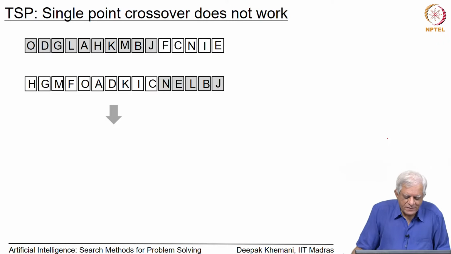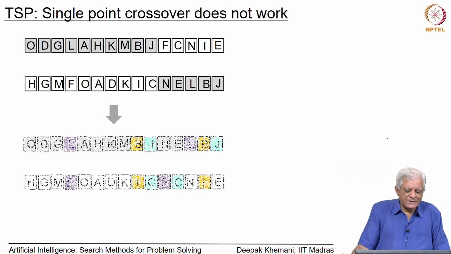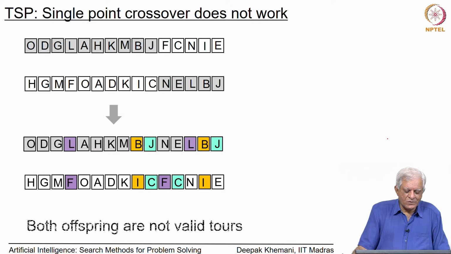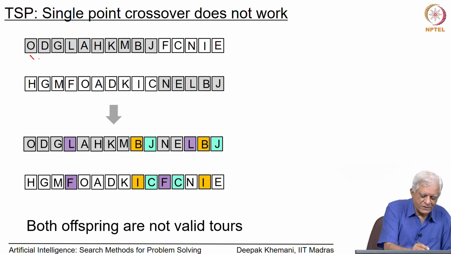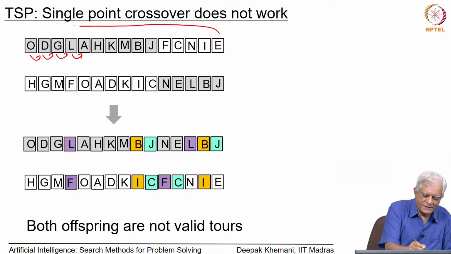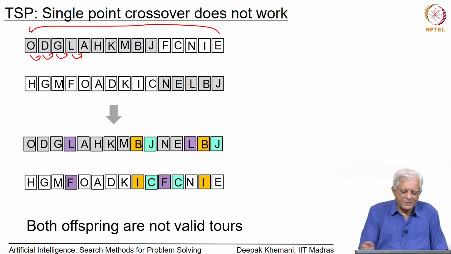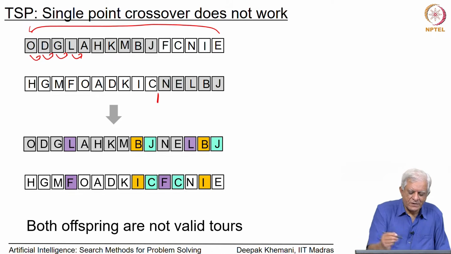So, if you wanted to do single point crossover, here are two example tours. In the first tour you start with city O, go to city D, then to G, then to L and so on, and that is the path representation. From the last city you will come back to O, and that is a complete tour. And supposing we do a crossover across this point.